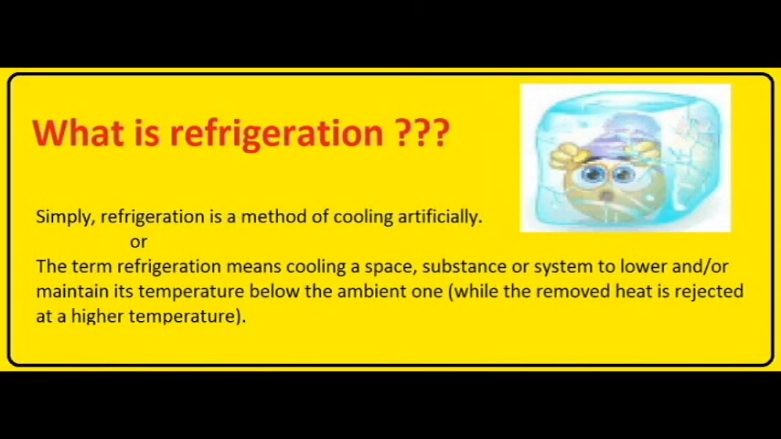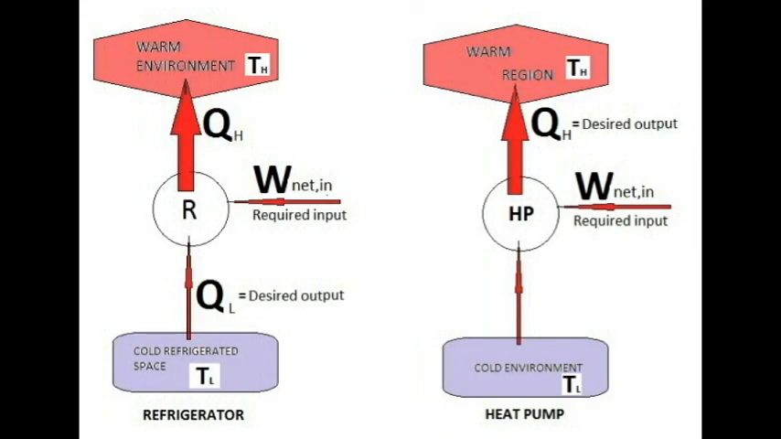What is refrigeration? Simply, refrigeration is a method of cooling artificially. The term refrigeration means cooling a space, substance or system to lower or maintain its temperature below the ambient one, while the removed heat is rejected at a higher temperature. Naturally, heat flows from high temperature regions to low temperature regions. The reverse process, which is heat transfer from a low temperature region to a high temperature one, requires special devices called refrigerators.